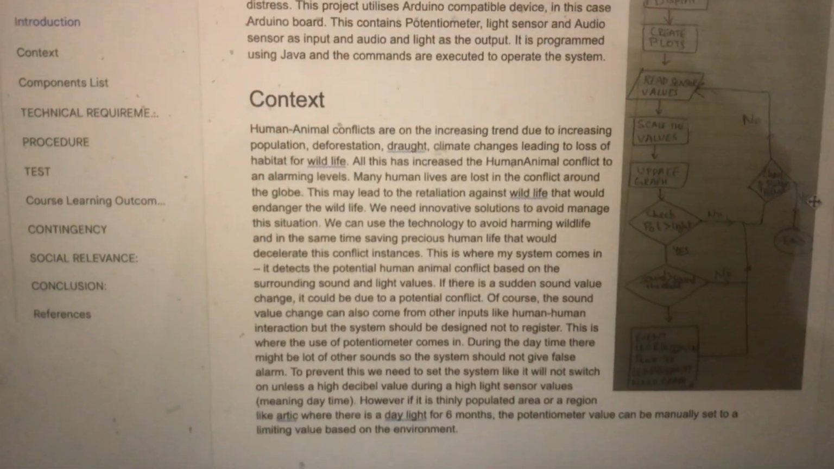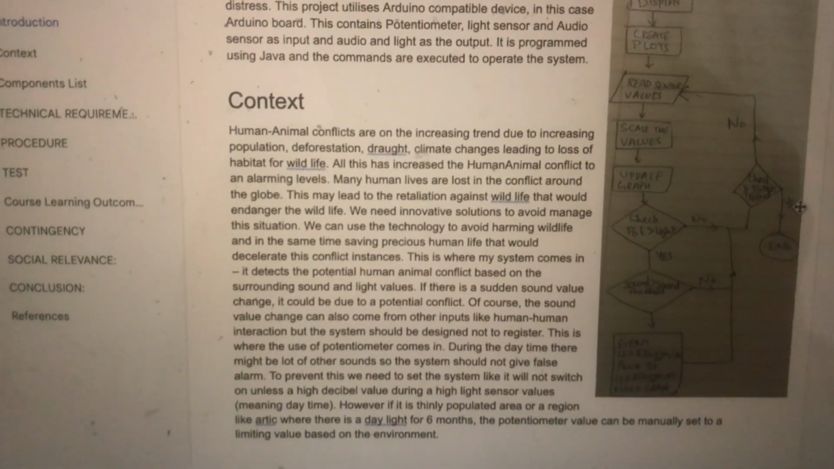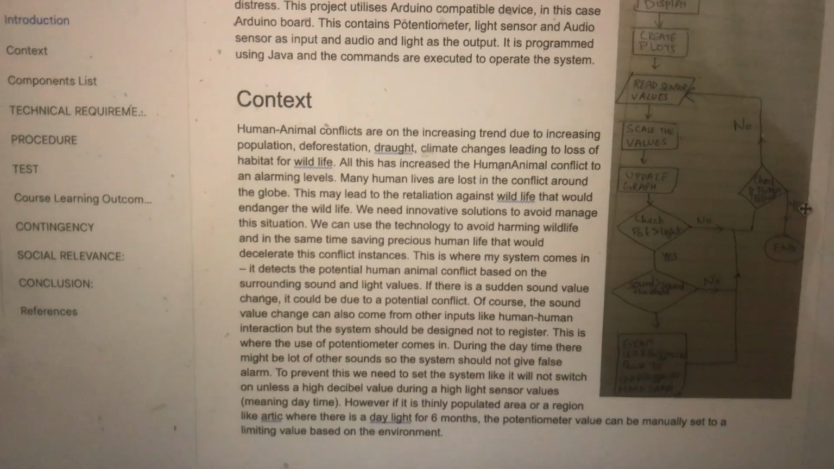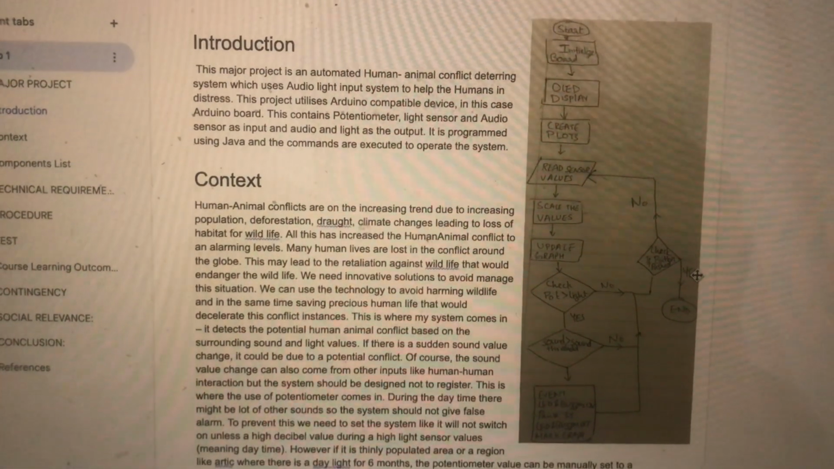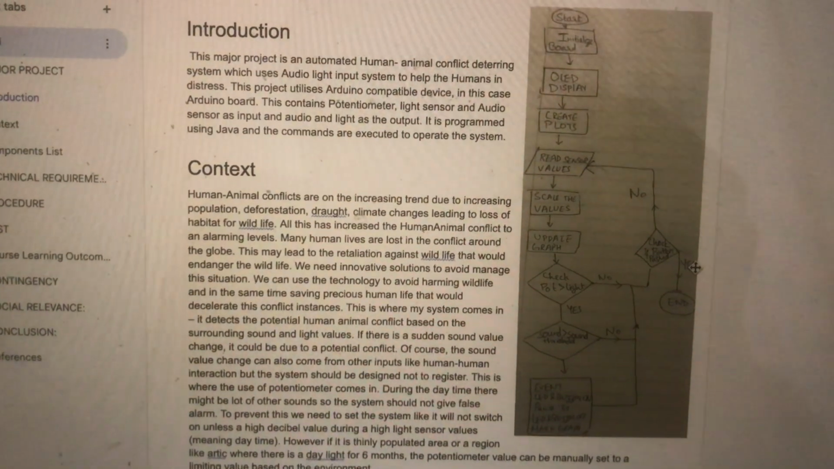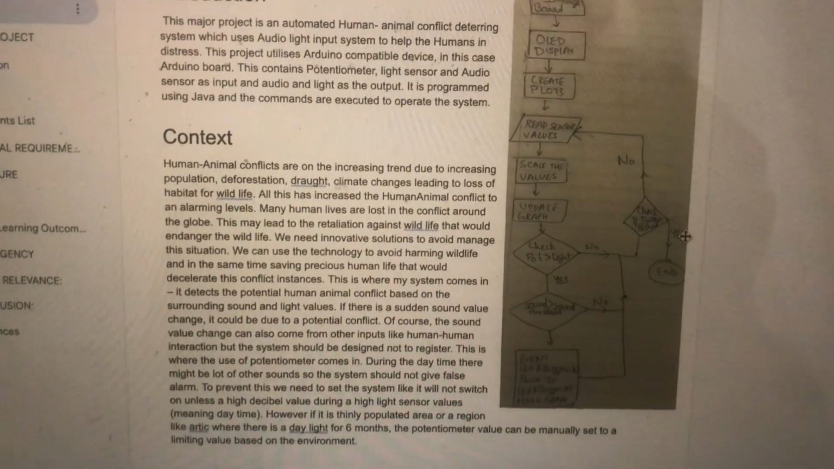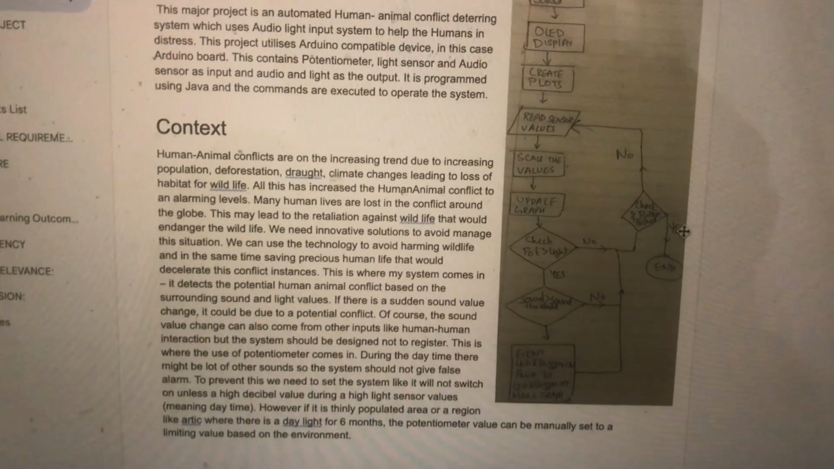Human-animal conflicts are on an increasing trend due to increasing population, deforestation, drought, etc. And this has caused human-animal conflicts to reach alarming levels. Many human lives are lost in conflicts around the globe. And this module helps prevent that by scaring animals away when there are animal attacks.